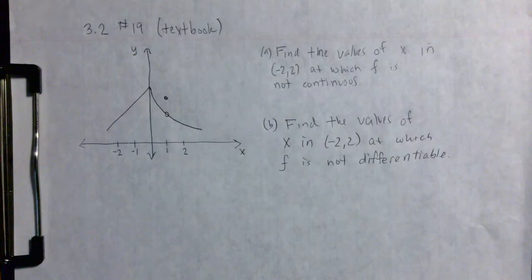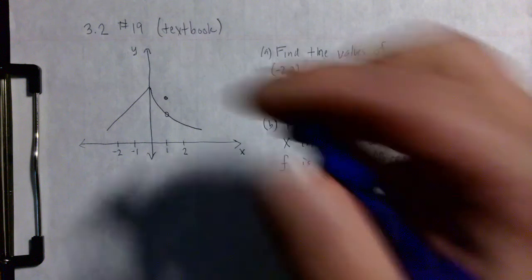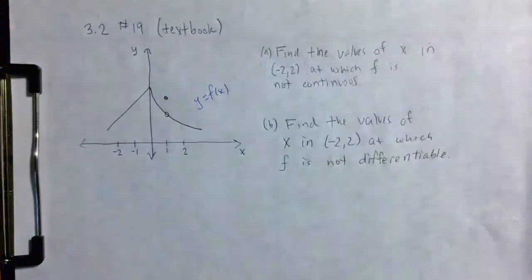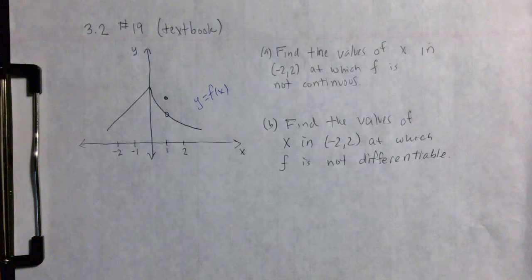Hello, I'd like to have a look with you at this problem from section 3.2. It's a problem where we're given a graph of a function, and this is the graph of f of x, and it says find the values of x in the interval from -2 to 2 at which f is not continuous.